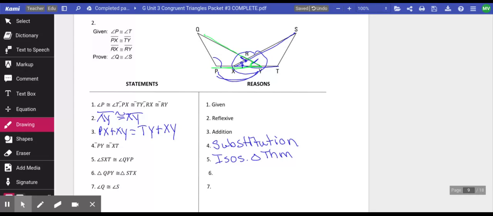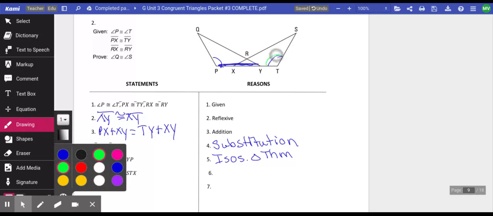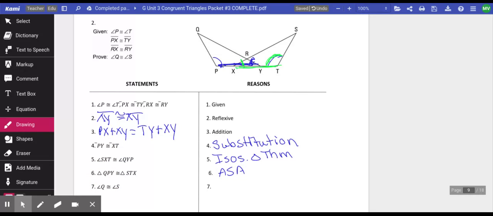And now what I have, again, I'm going to erase because my drawing gets complicated, but I said P is congruent to T. I had PY is congruent to TY. And then I just said this little angle is congruent to this little angle. So that's angle, side, angle, because they all touch. And then once I know the triangles are congruent, I can get the parts by CPCTC.